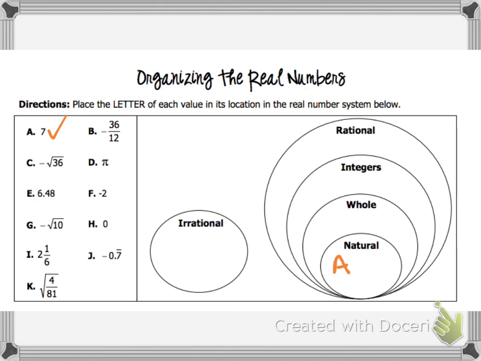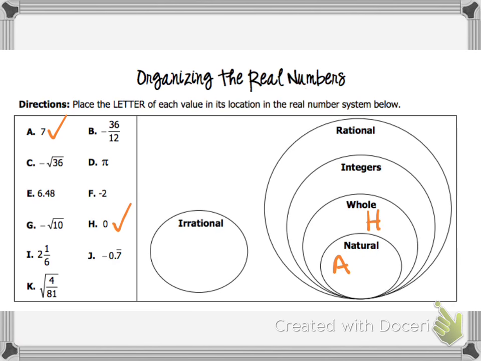Let's look down here at H, 0. 0 is rational. It is an integer. It is a whole number, but it is not a natural number. So I need to put H in the whole number section. Remember, natural numbers are counting numbers. They start with 1. So 0 is not included in that.